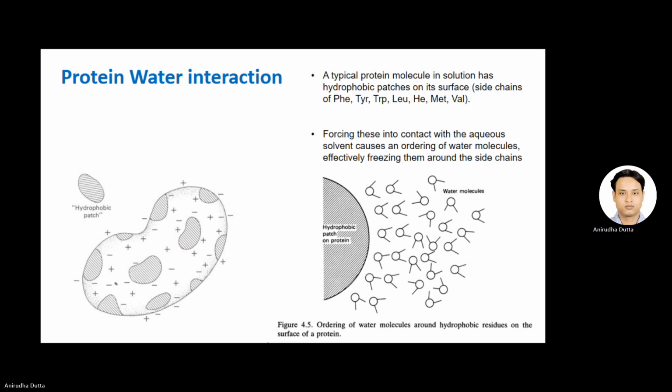Now, typically in a hydrophobic patch, there would be residues like phenylalanine, tyrosine, tryptophan, leucine, methionine, valine, all these things.